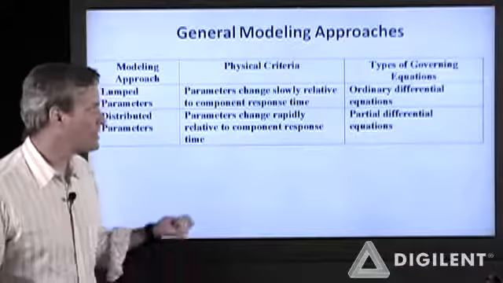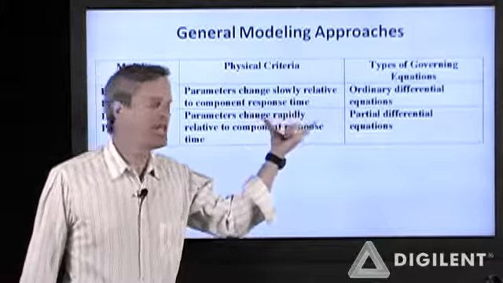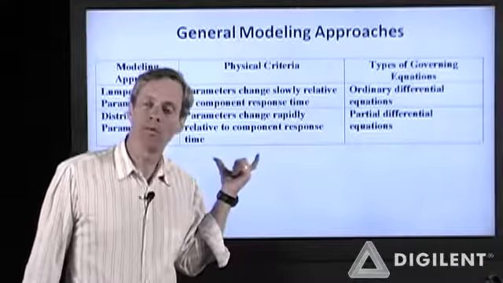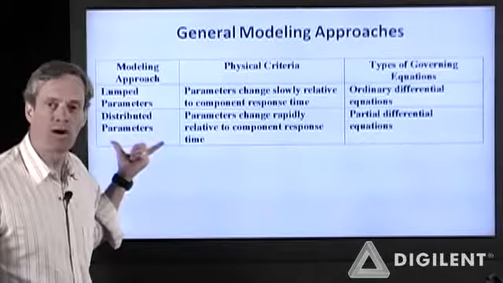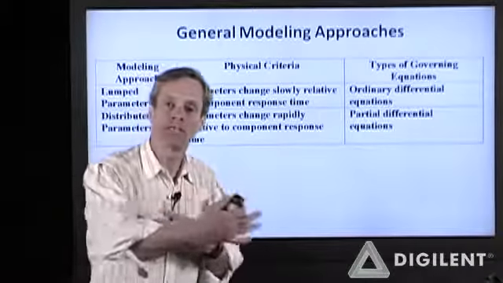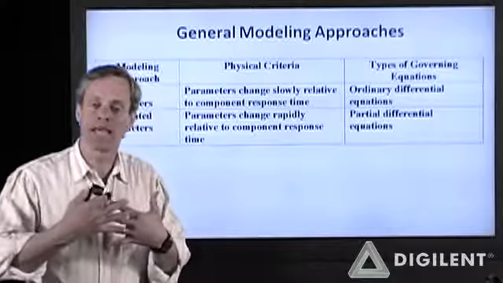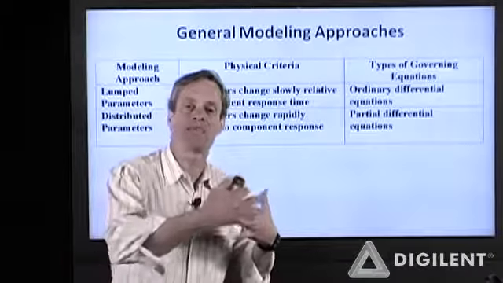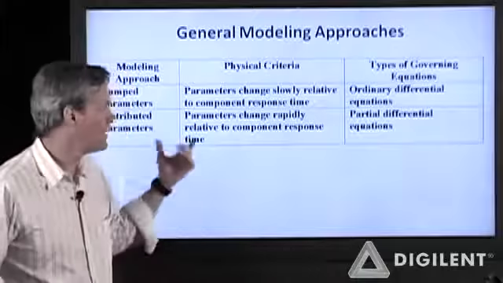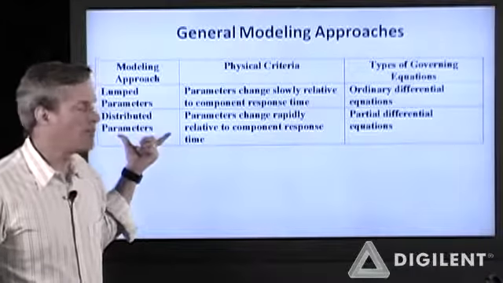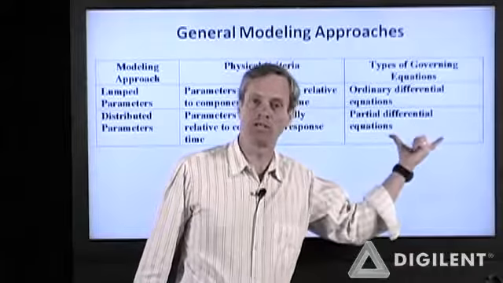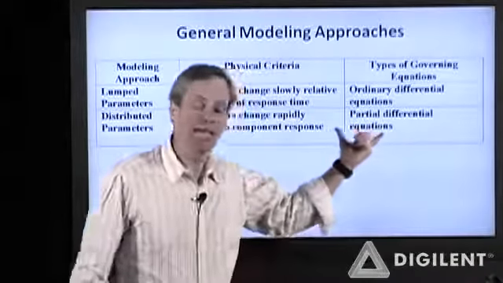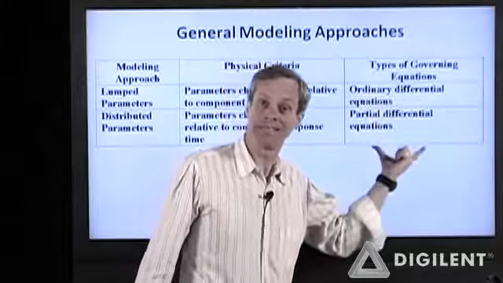Now, conversely, if parameters are changing rapidly relative to the component response time, we will have to use what is called a distributed parameter system. Not all parts of the component will be responding the same way because the information can't get through the component fast enough. If you're doing a distributed parameters model, in general, your modeling approach will consist of partial differential equations. As you might guess, we'd much rather do this than this.